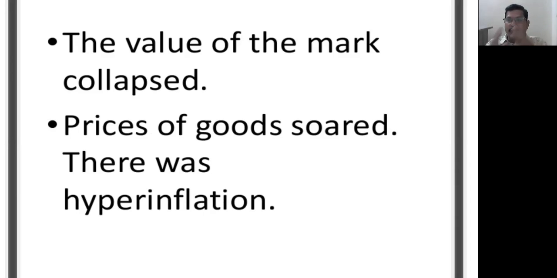What do you mean by hyperinflation? The inflation was so much that it went above all levels. Suppose a person wanted to buy a loaf of bread, he had to carry boxes of currency notes. The value of the mark fell down, but the price of bread went up. For example, 100 marks for one loaf went to 10,000 marks. Like that, the inflation happened, and they had to take cartloads of currency notes to buy goods.